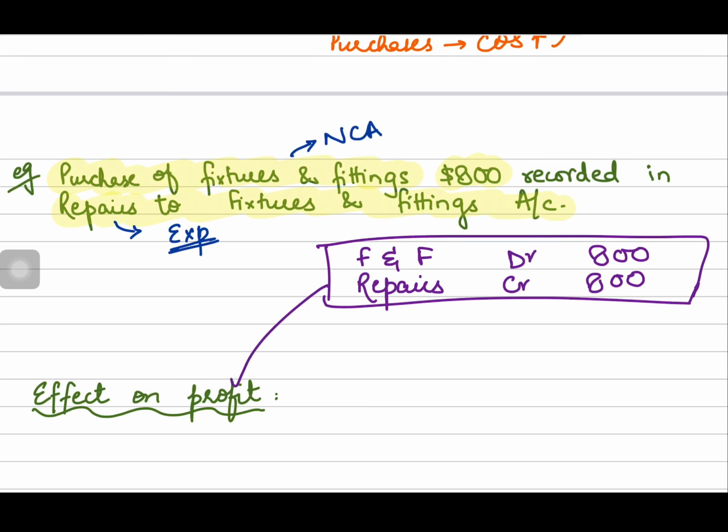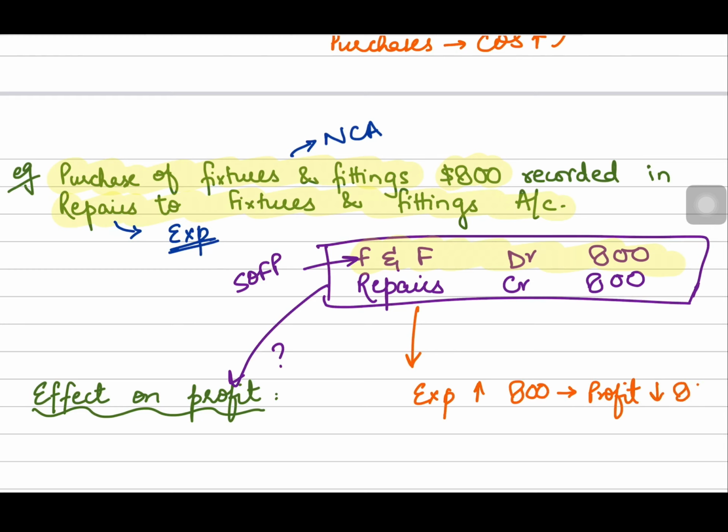Now, again, how will this affect your profit? First of all, fixtures and fittings were not recorded previously. So, they are being recorded. It will of course increase your non-current assets, but it will not have any effect on the profit because they are recorded in the statement of financial position. However, previously when repairs were debited because of 800, it should have increased your expenses by 800, which means that your profit would have fallen by 800 as well. So, this was because of the error.